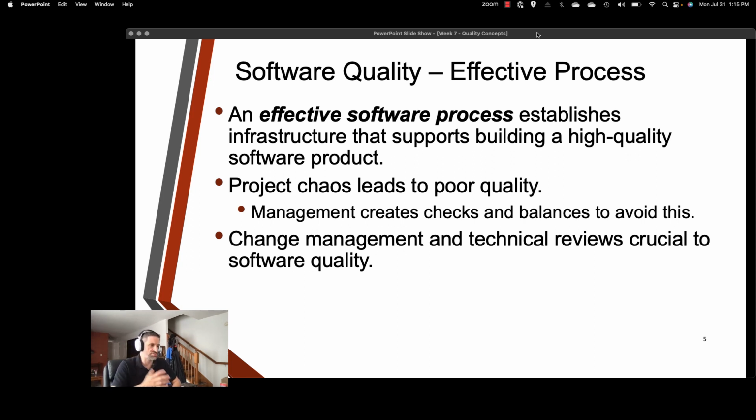If we have project chaos, it leads to poor quality. Think about when you've been on a team with someone and they didn't know what they were doing, or they didn't know what the process is, right? So that creates lots of chaos and you end up with poor quality. If you have management checks and balances in place, you can avoid this. So to mitigate the impact of project chaos, you definitely want to have these checks and balances in place.